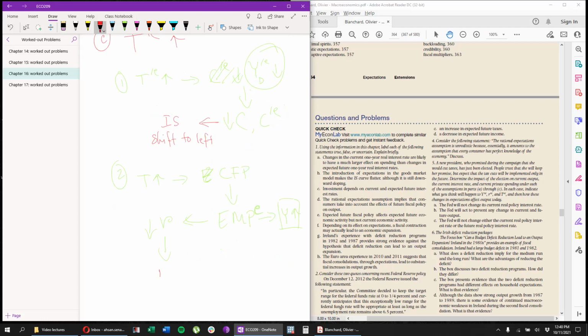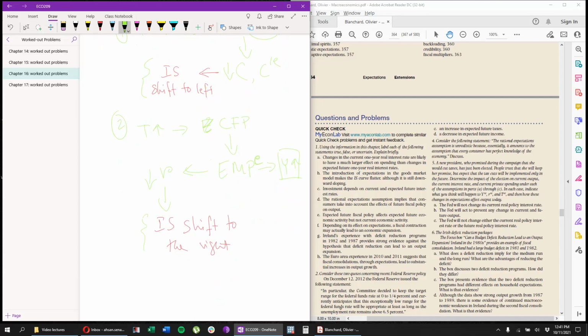That's going to ice shift to the right. So you see we have two effects here. One is ice is going to shift to the left, and the other is ice is going to shift to the right. And we do not know which of these effects will be larger. If this effect is larger, overall effect is ice shifts to the left. If this effect is larger, overall effect is that ice will shift to the right. And it may also happen that they cancel each other out and the ice curve does not shift at all. It's all possible.